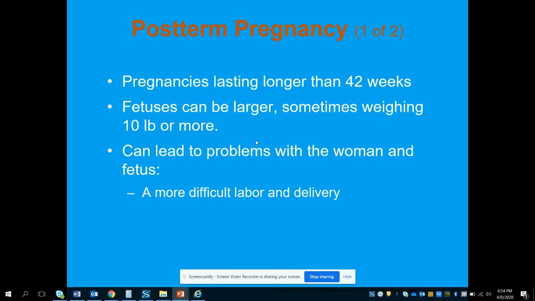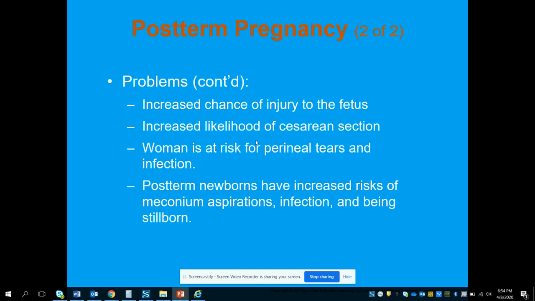Sometimes the baby can actually be quite large here, maybe weighing more than 10 pounds, and this can lead to problems with the woman and the fetus, again, with that meconium as well is one of those risks. There's an increased chance of injury to the fetus just due to the size, the increased likelihood of cesarean section, and the woman may be more at risk for perineal tears and also infection. Post-term newborns have increased risk of meconium aspirations, infection, and also being stillborn.